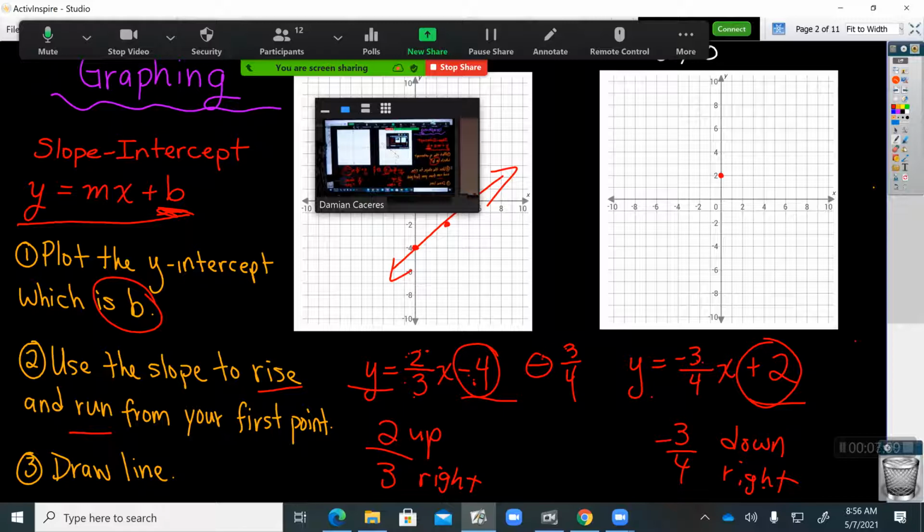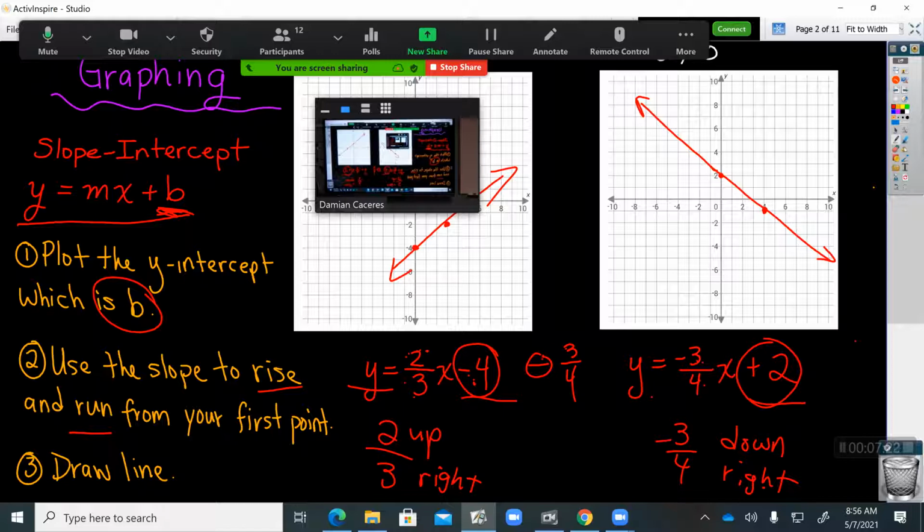It can't stay next to the fraction because you won't know what direction to move, up or down. So now, over here, we go down 3, right 4. -3 is down 3, +4 is right 4. Now you can draw your line. Simple?